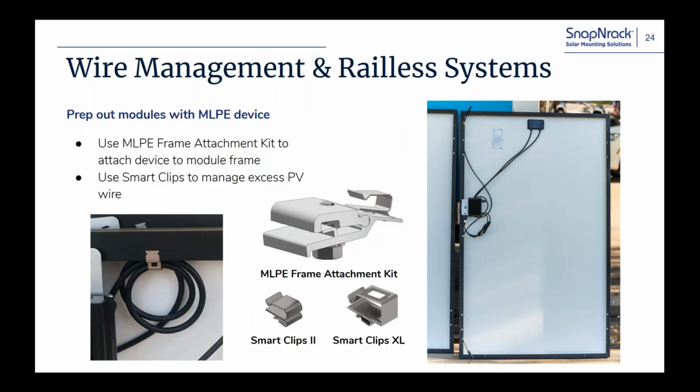So here's kind of an example of that. The MLPE frame attachment kit that we designed has teeth right here that bond the chassis of the MLPE to the frame of the module. So again, you just got to add a little bit of copper at the end. It also comes with a smart clip to help manage the PV wire that's left over after you clip everything together. Take the module leads and clip it to the MLPE, and then the MLPE leads get clipped to the module so it's ready to go.